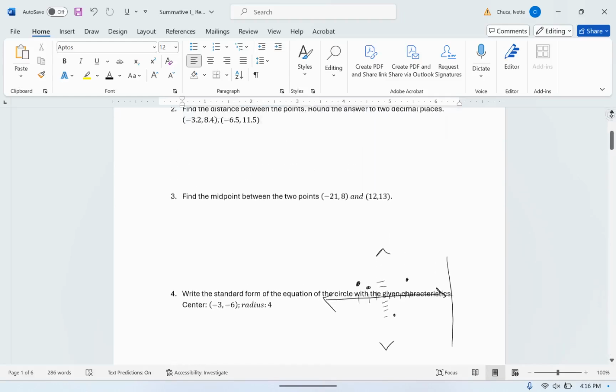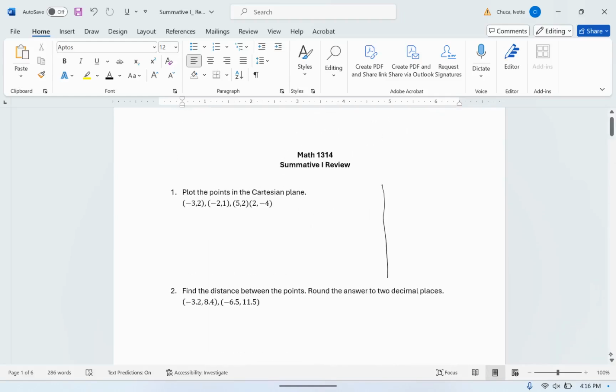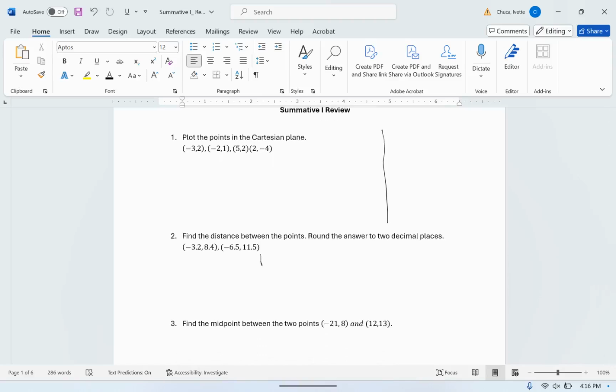Example number 2, find the distance between the 2 points. So D is equal to the square root of x2 minus x1 squared plus y2 minus y1 squared. So we can label this as x1, y1, x2, y2. So we get x2 in this example is -6.5. x1 is -3.2. y2 is 11.5. And y1 is 8.4.